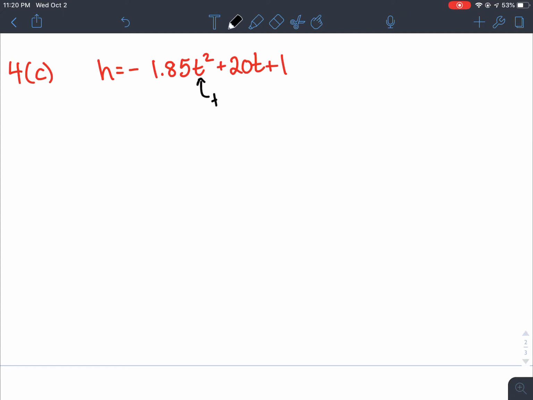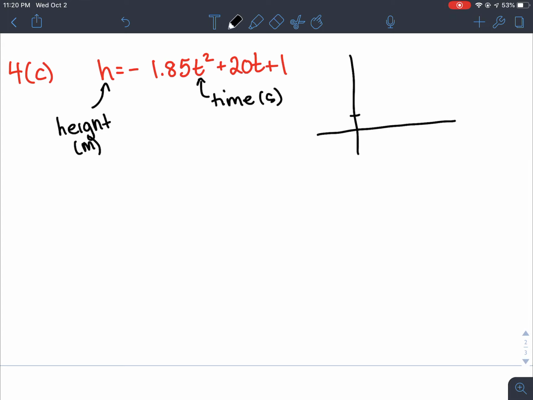So t represents the time in seconds, and h represents the height in meters. If we were to do a rough sketch of this, 1 is our y-intercept, and it's negative, so we know it's going to open down. It says, on Mars, if you hit a baseball, the height of the ball at time t would be modeled by that function. When will the ball hit the ground?